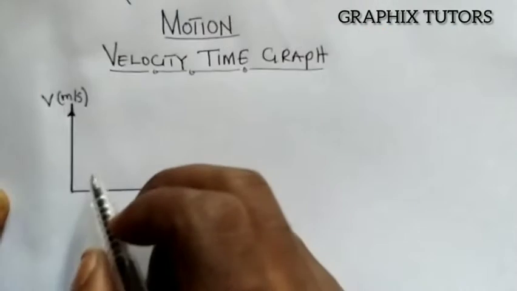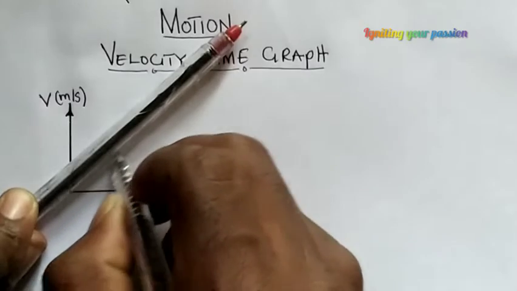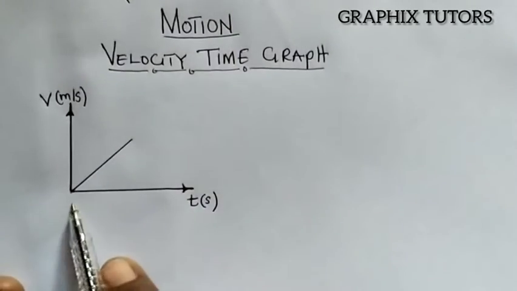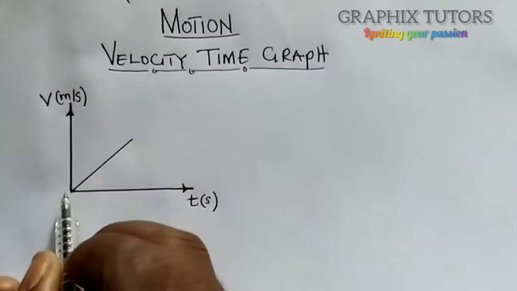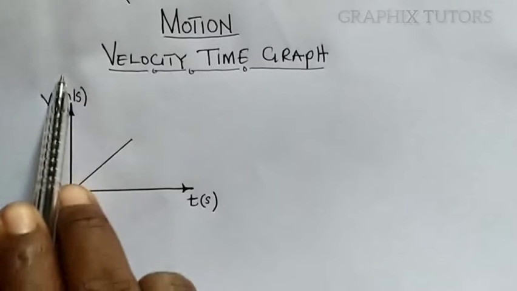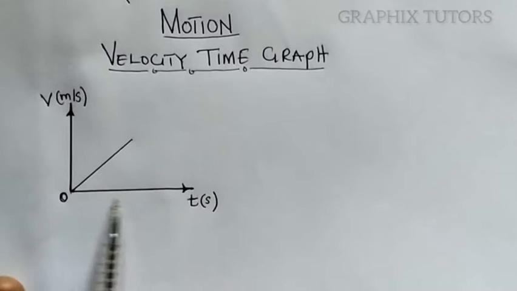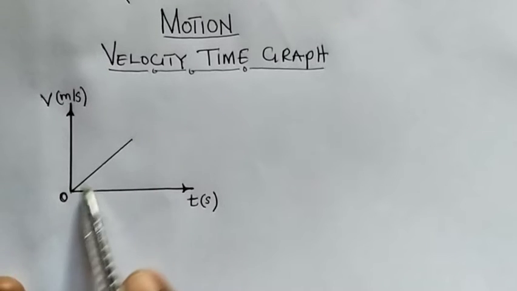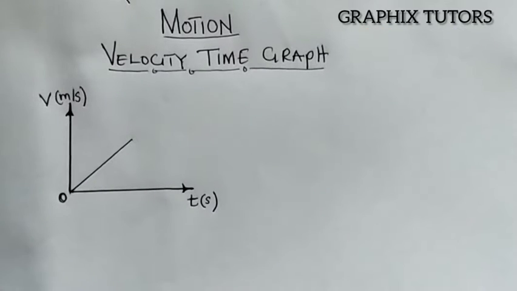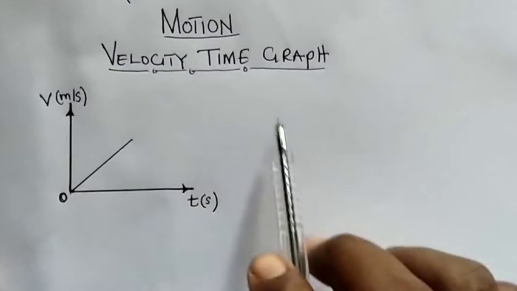For instance, now let's assume a body is accelerating, right? This is how you represent a body accelerating from an initial position of 0. So this is the axis of velocity, and this is the axis of the time. The slope of a velocity time graph is the acceleration, right? So when you say a body accelerates, we're talking about change in velocity with respect to time.